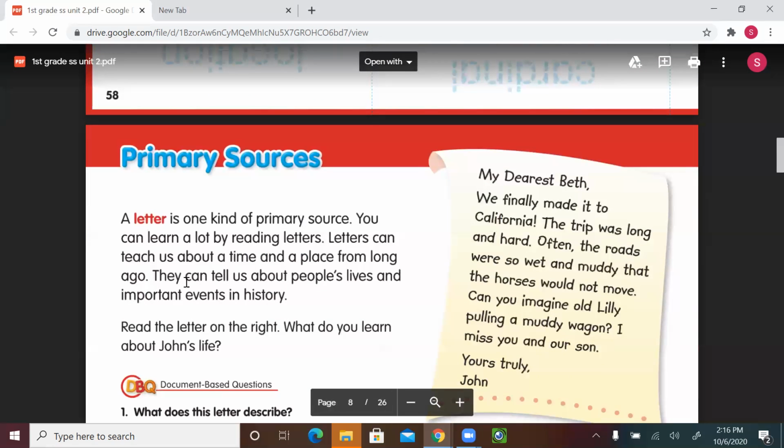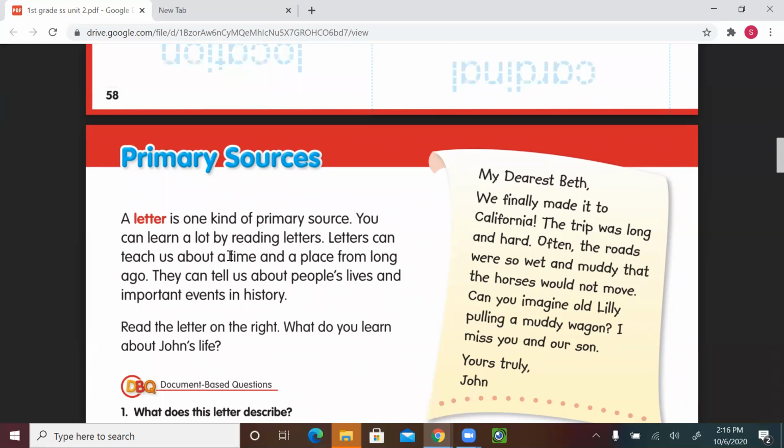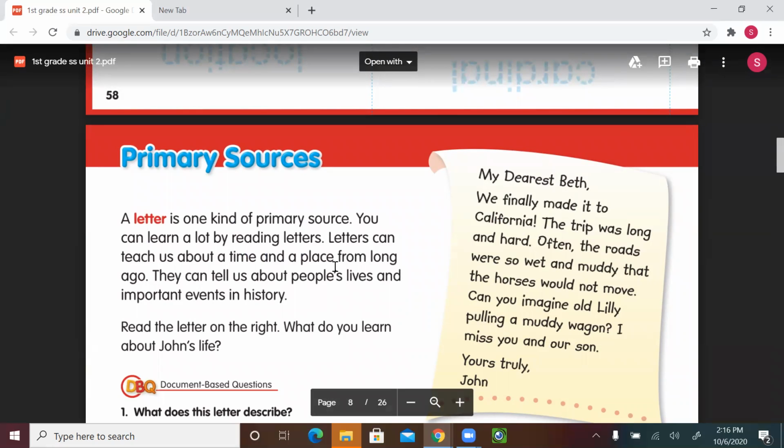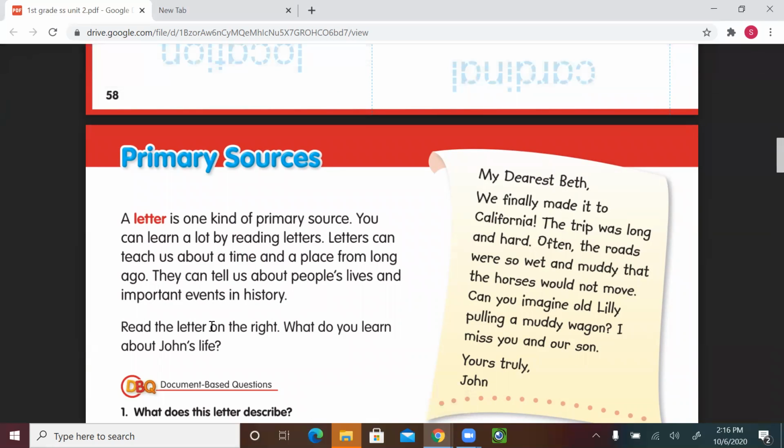So let's read again, and then read the letter. A letter is one kind of primary source. You can learn a lot by reading letters. Letters can teach us about a time and a place from long ago. They can tell us about people's lives and important events in history that happened when we were not around.